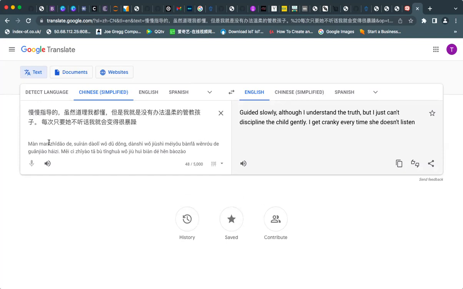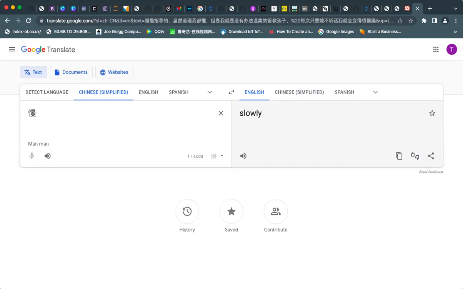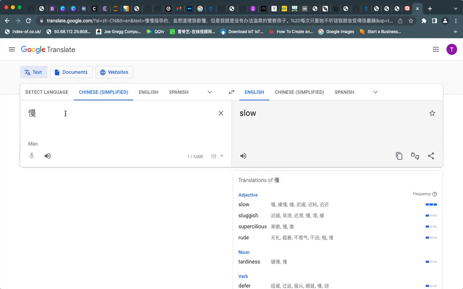What was the meaning? It's actually man. Man on its own is slow. When you put them together, that's when you get man man, which is slowly.